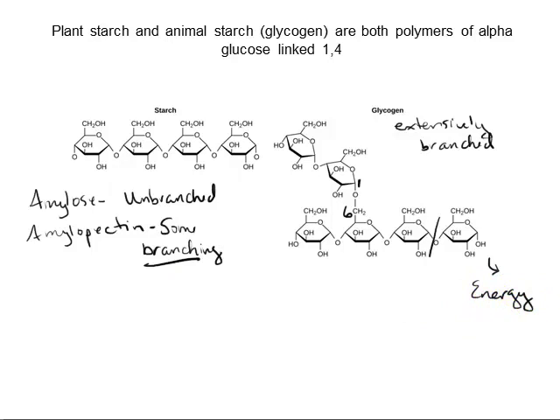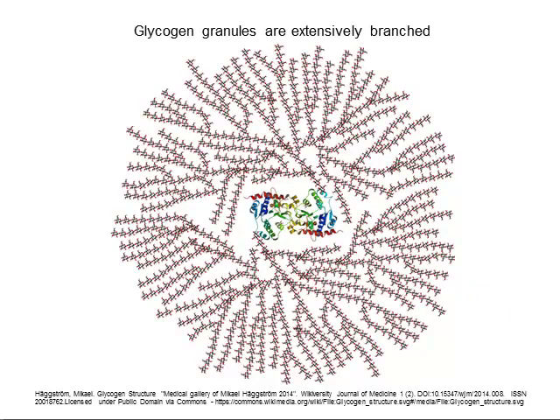Here's an image of a tightly packed glycogen granule like we'd see in a muscle or liver cell. This is a protein at the center, but all of these branches are alpha-1,4 and alpha-1,6 polymers of glucose, so you can clearly see the extensive branching that's present in glycogen. Now, why do you suppose that there's so much branching in glycogen? Remember that functional requirements are a driving force for the evolution of structural features to meet those functional needs. So what's the selective pressure here?